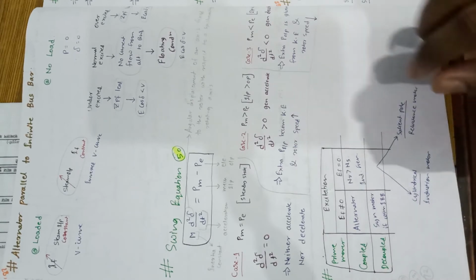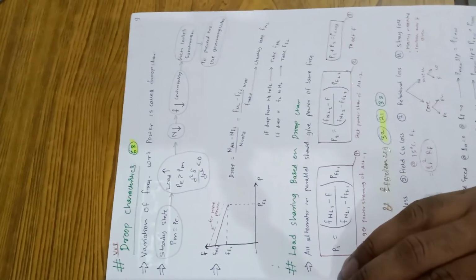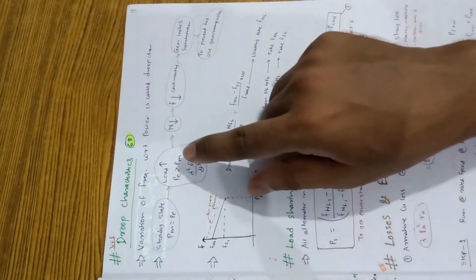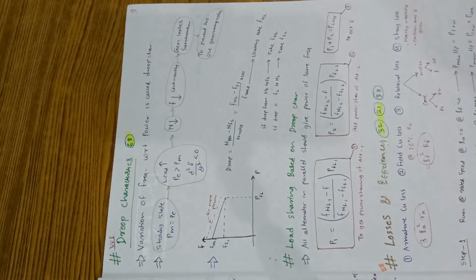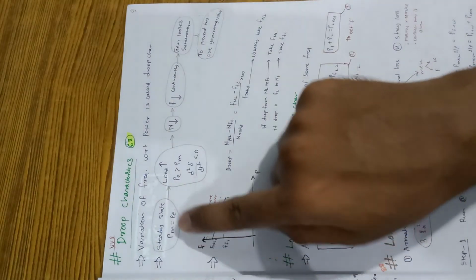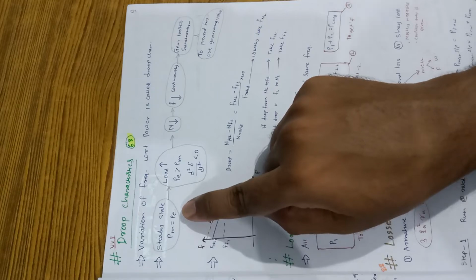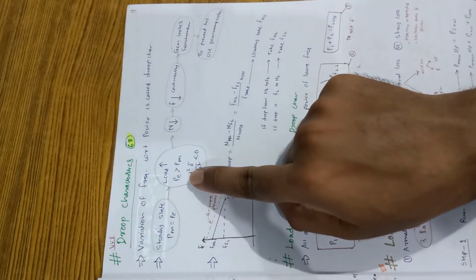Now we will study the droop characteristic. The droop characteristic is the variation of field with respect to power. Now when the machine is at steady state, P_m equals P_e. As we increase the load, the output will increase.